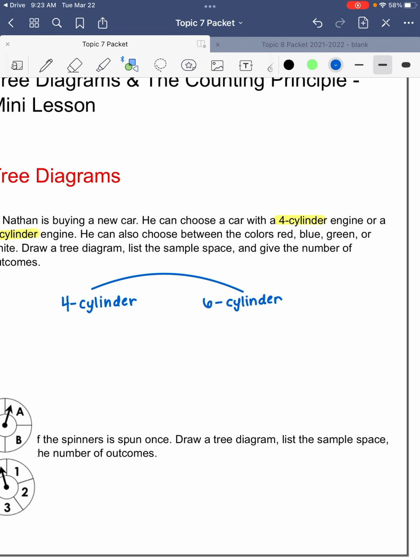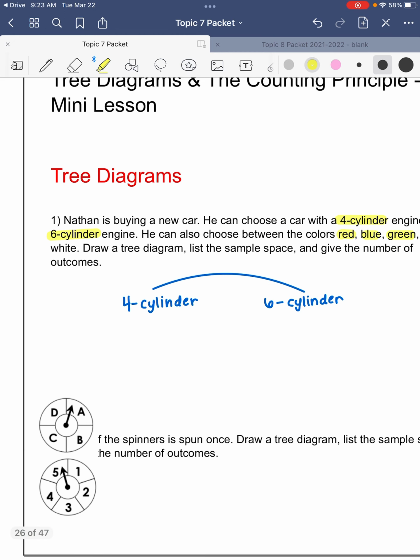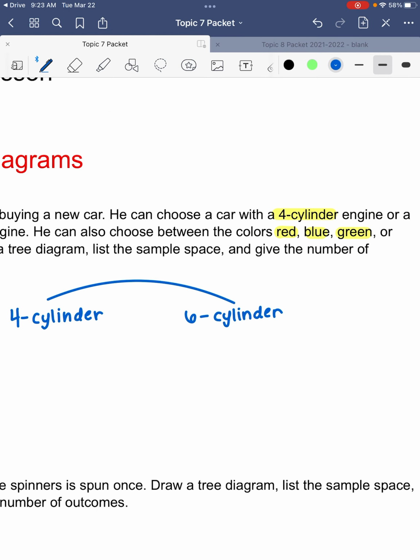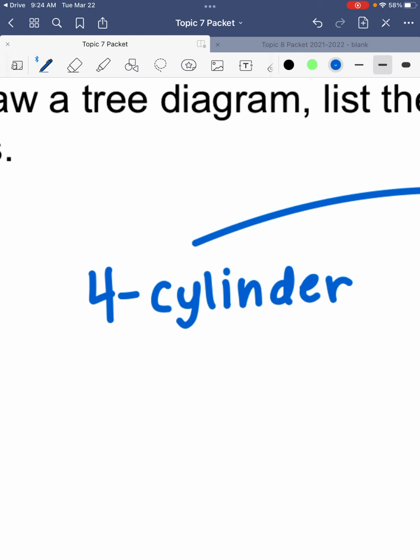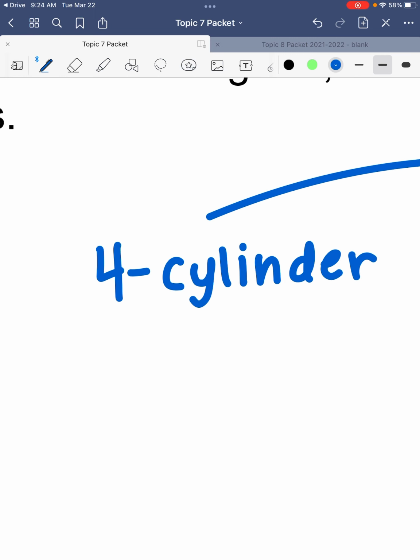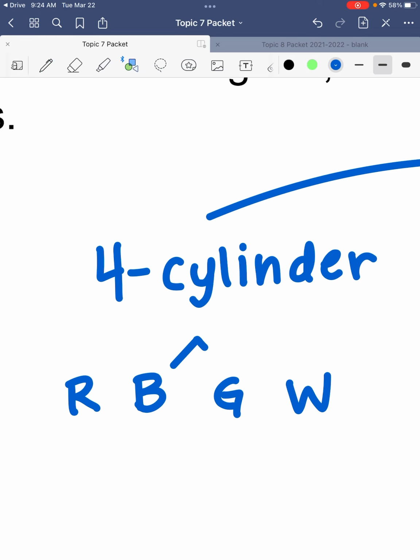Now, we also have some color options for the car. He can choose between red, blue, green, or white. So I'm going to use just the first letter of each word. R for red, B for blue, G for green, and W for white. So those go under each of these options here. So those are the color options. And I'm just going to connect those also with some lines like so.